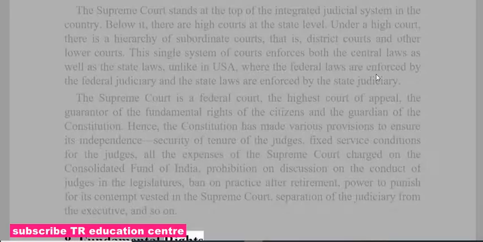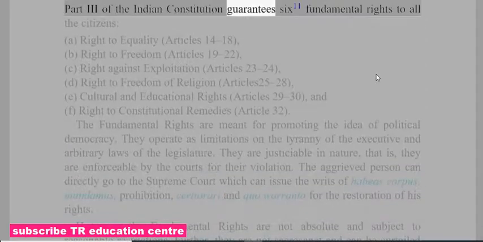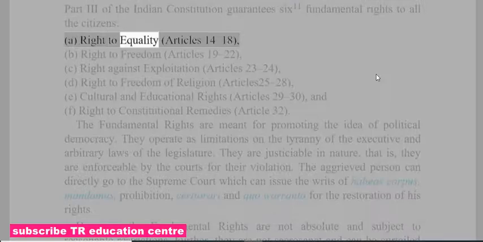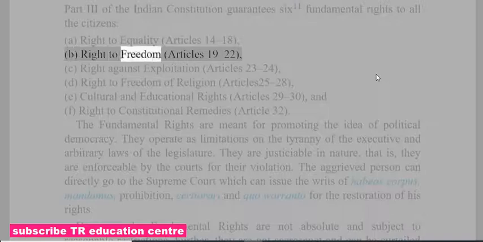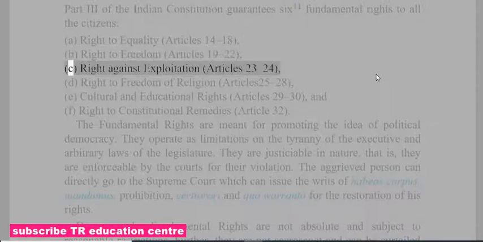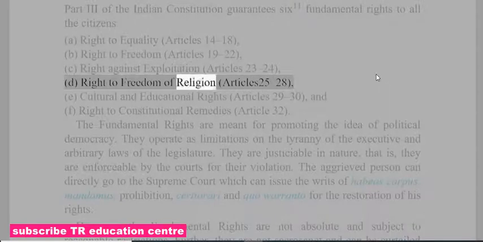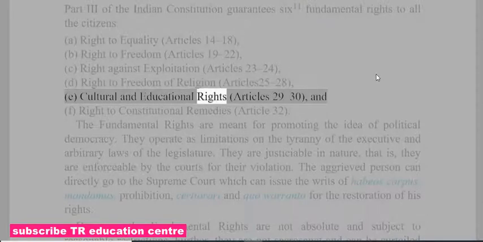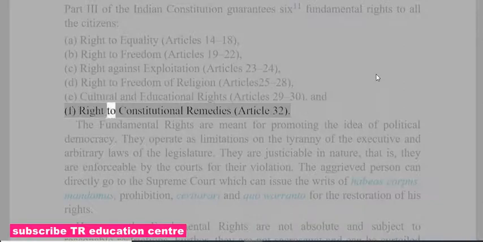8. Fundamental Rights. Part 3 of the Indian Constitution guarantees 11 fundamental rights to all the citizens. A. Right to equality, Articles 14-18. B. Right to freedom, Articles 19-22. C. Right against exploitation, Articles 23-24. D. Right to freedom of religion, Articles 25-28. E. Cultural and educational rights, Articles 29-30. And F. Right to constitutional remedies, Article 32.